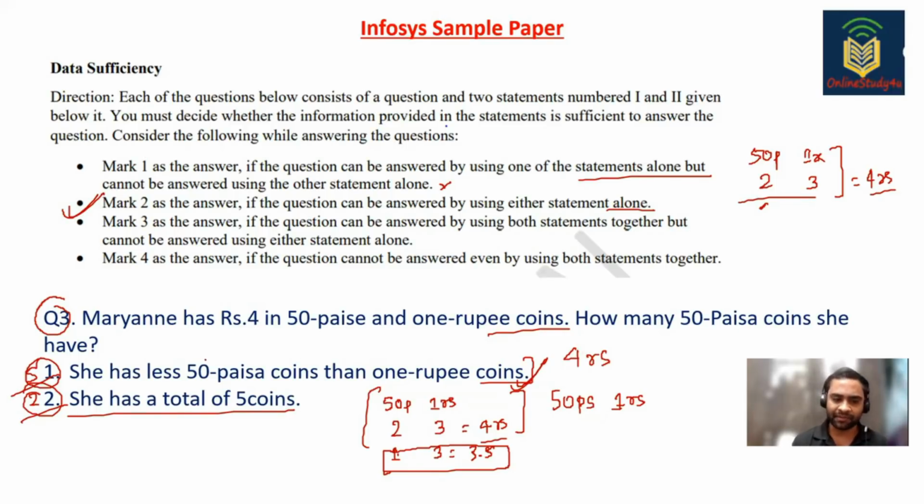Now somebody will say, sir, suppose 0 is the 50 paise coin and 4 is the 1 rupee coin. See, they're telling us C has fewer 50 paise coins than 1 rupee coins. That means it's not like C does not have any 50 paise coin. So you do not have any other possibility, and with only this possibility, we will be able to answer.